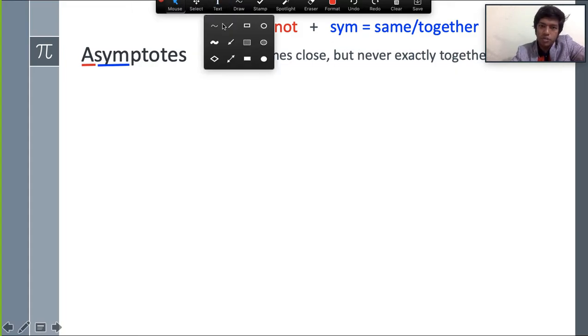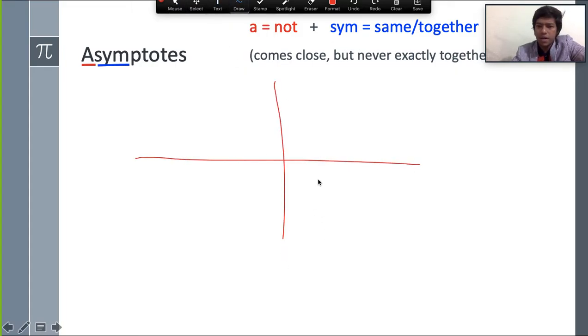What does it mean? Let me show you. Suppose you draw a graph, and then this graph starts coming closer to this x line. Many times we feel like it should cross this line. It comes from somewhere there, then comes closer and closer to this x line, but it is not going there. It is not exactly together.